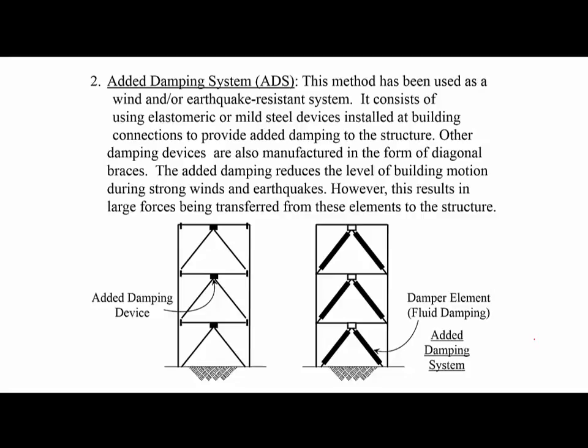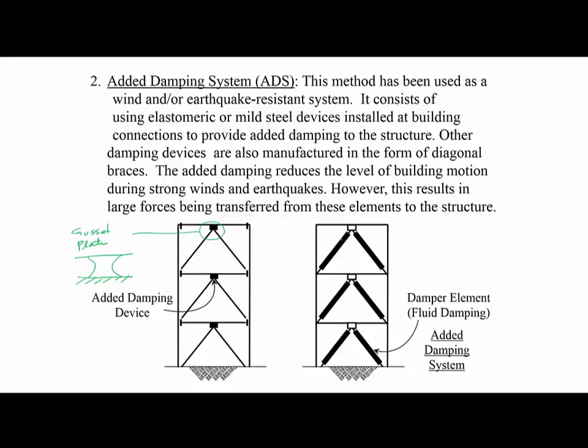The next type of enhancement devices is added damping systems, and these come in different forms and shapes. We can have added damping in the form of high yield steel that is used within the gusset plate of braces. These are gusset plates, and they use this high yield steel that connects the braces to it, and it can deform and dissipate the energy of the earthquake.